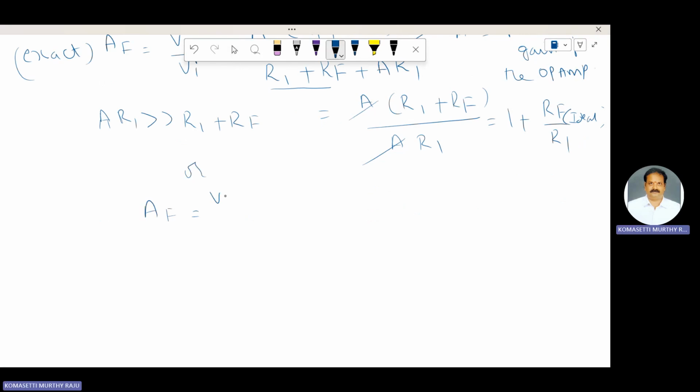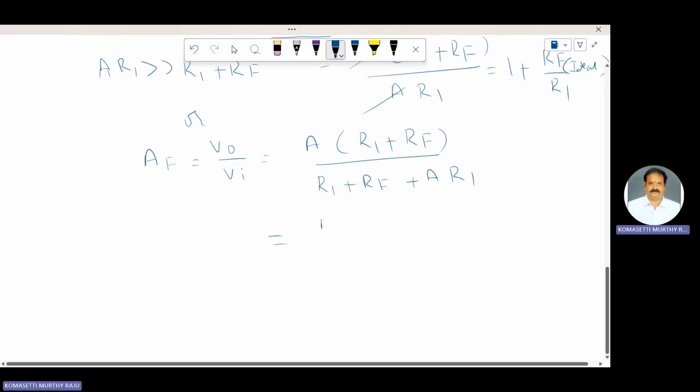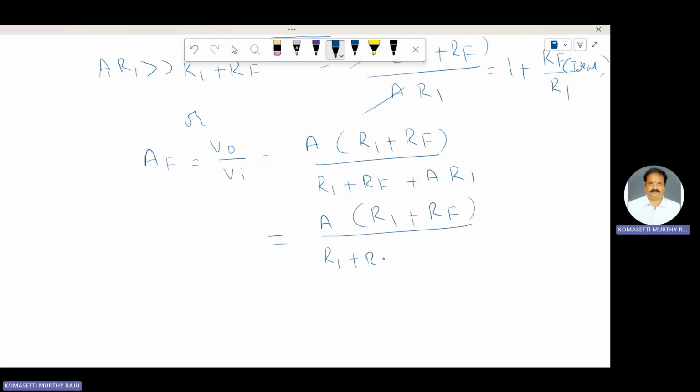AF is equal to output voltage by input voltage, A into (R1 plus Rf) by (R1 plus Rf plus A into R1). The common term is here, (R1 plus Rf): 1 plus A into R1 by (R1 plus Rf), and R1 plus Rf cancels.